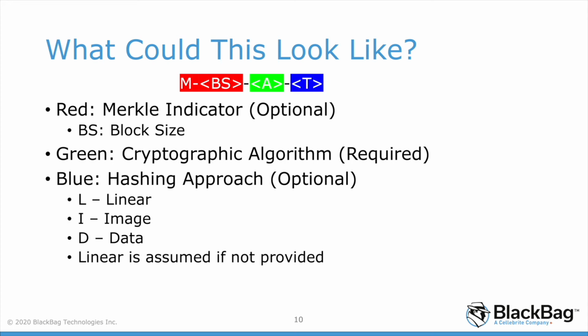It's only optional, really, if you're using a linear hash. If you don't provide this at all, we're assuming that you're dealing with a traditional linear hash. But if this hash is not of the logical linear data, we can put either an I, to say that this is a hash of the image itself, the AFF4 including all of its metadata, or a D, which is saying that this is actually based off of the data stream that's just stored in the imaging format.